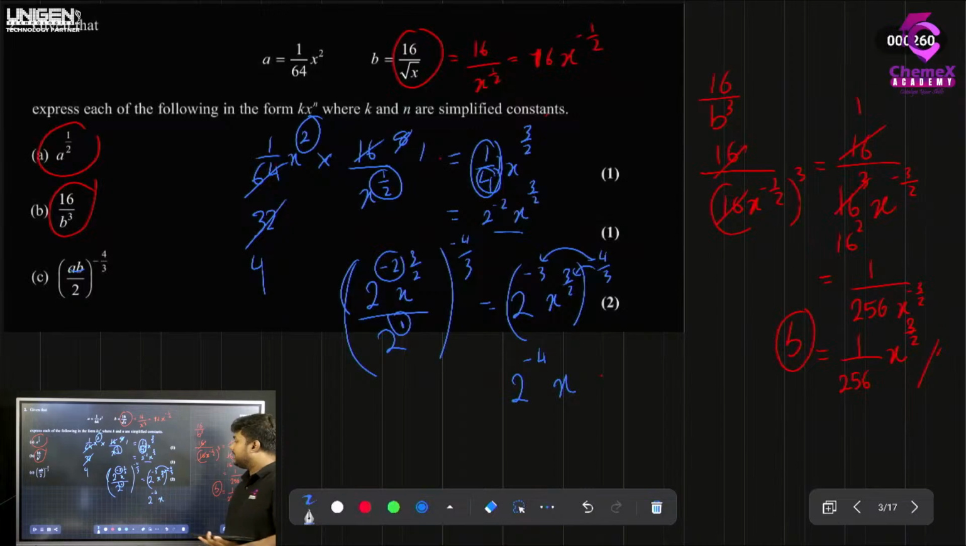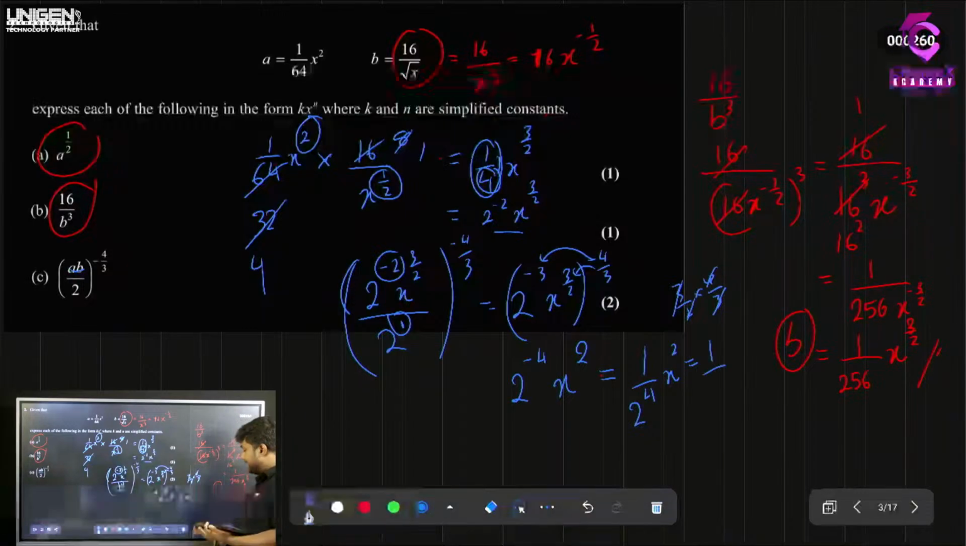x to the power 3 over 2 into 3 over 2 into 4 over 3. So 3 and 3 cancelled, it's going to be 2. So what's the answer then? 1 over 2 to the power positive 4, x squared, which is 1 over what? This was minus 4. Remember that. So this becomes plus, right? This becomes minus.